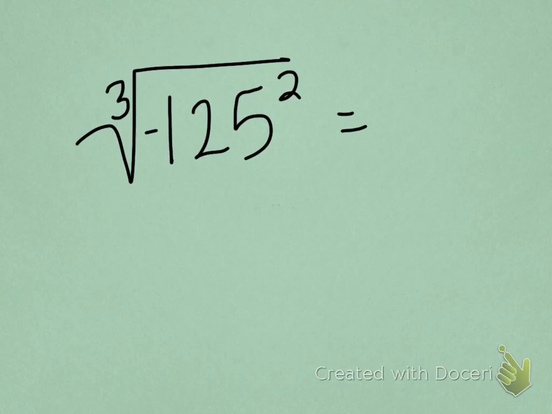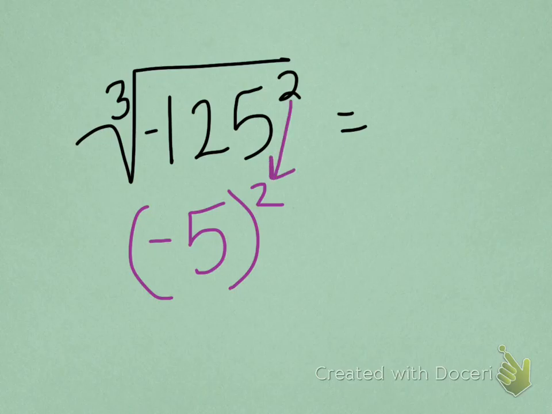So I know first thing I need to do is evaluate the root. The root of this is negative 125, and we're looking for a cube root. So I know what number cubed is going to give me negative 125. That would be negative 5. And that's going to be squared. I just bring that square down. Now I can evaluate that, and that's going to give me 25. That one's pretty simple. Now that is evaluating the root first.